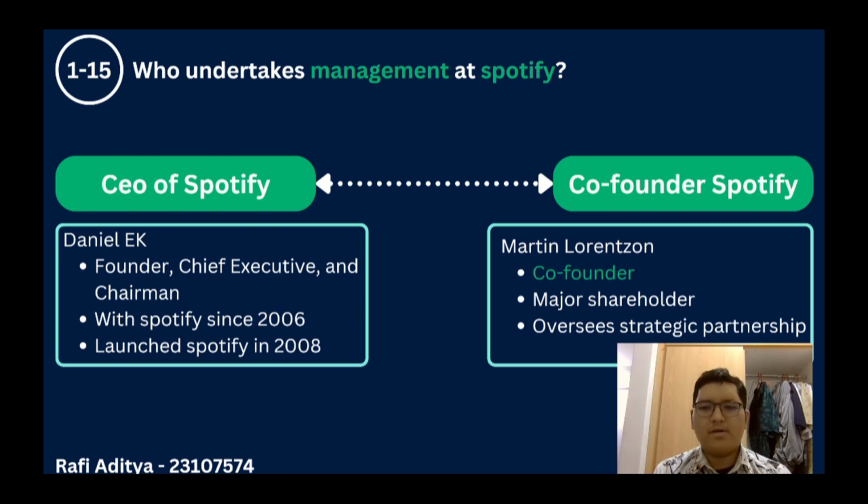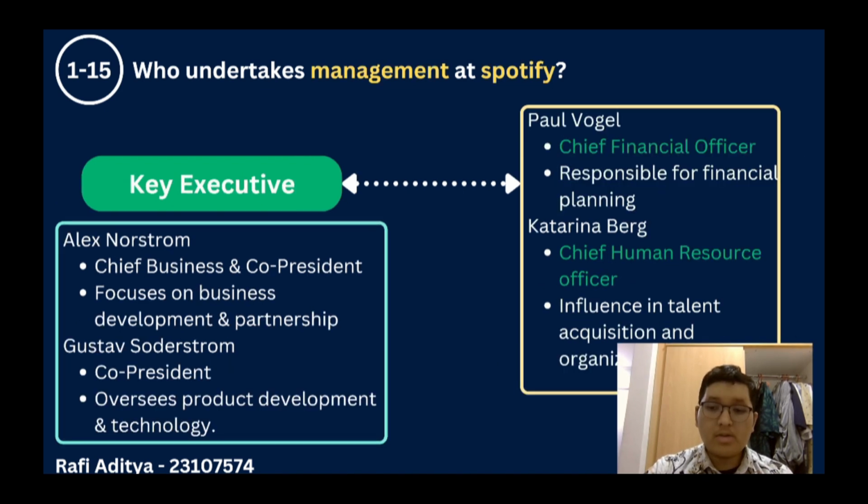But the success of Spotify wasn't led by only one person; there are also other people who influence Spotify's success. Martin Lorentzon is the co-founder of Spotify, and he is a significant shareholder. Lorentzon is very important to the company because he plays a significant role in maintaining the company's strategic partnerships. And there are also other key executives. First is Alex Norström, the chief business officer and co-president, who focuses on business development and partnerships. And Gustav Söderström is the co-president, who oversees product development and technology initiatives.